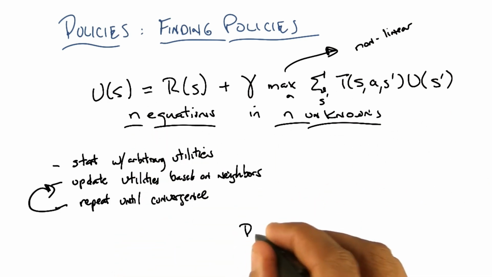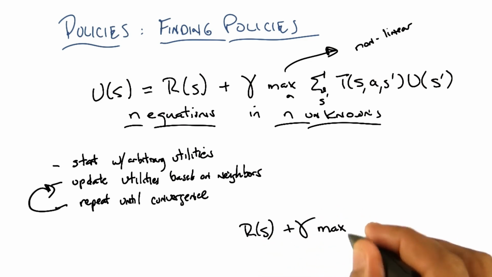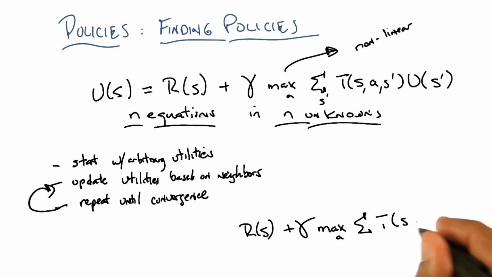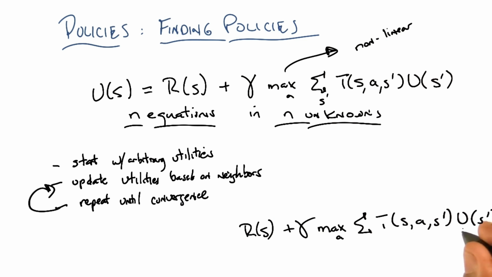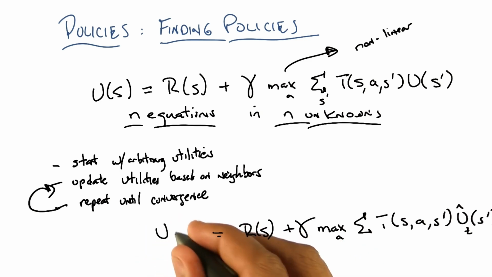So it's R of S plus gamma times the max over A of the expected utility, except we have some estimate of the utility at time t. Probably the right thing for me to do would be to write this as U hat or something like that. This is my estimate of the utility. And so now using this, I'm going to update all of my utilities and make them better. And it turns out I can do that by simply doing this.